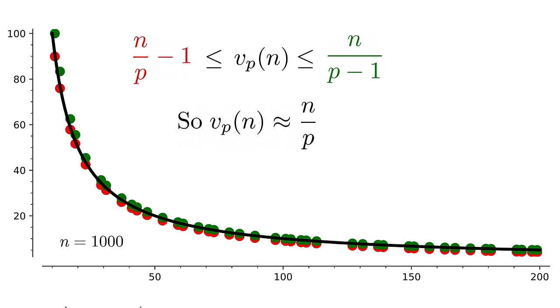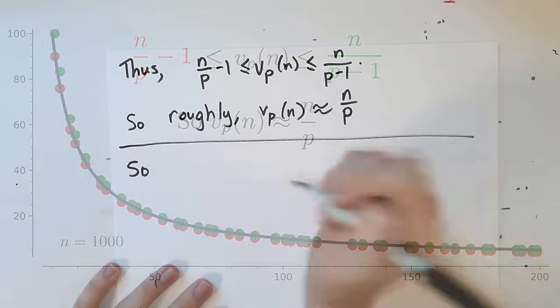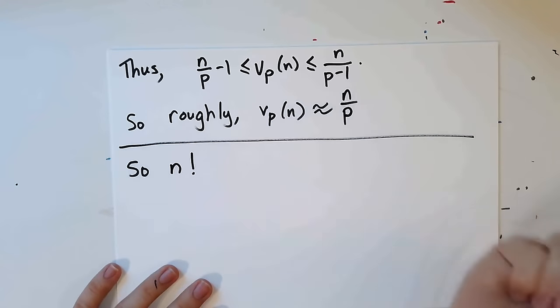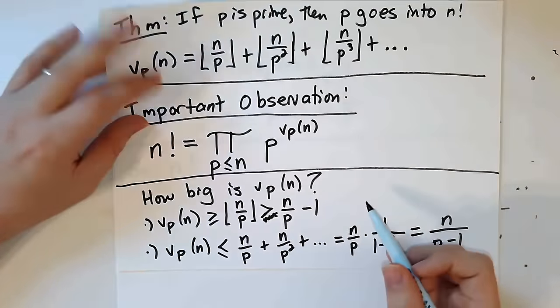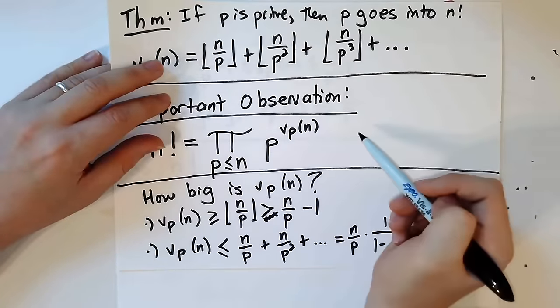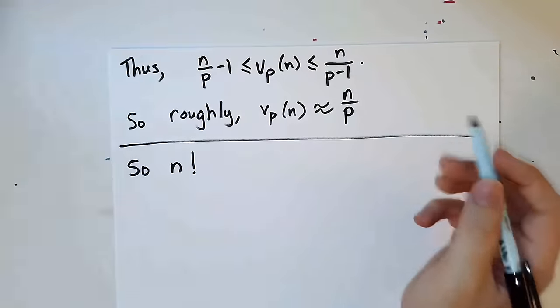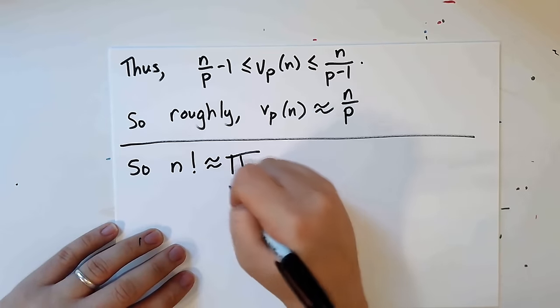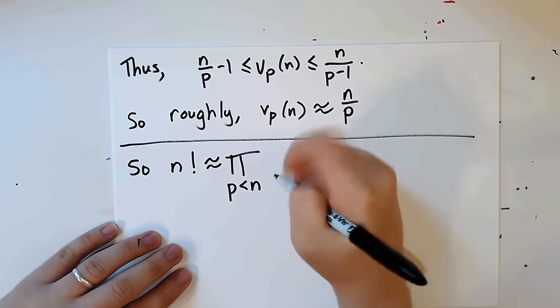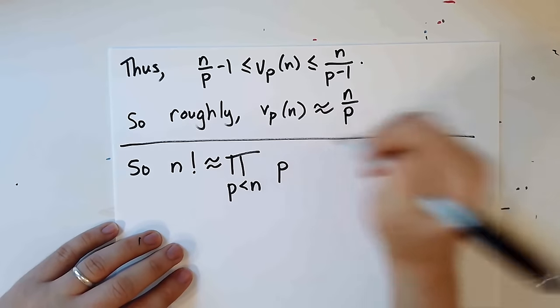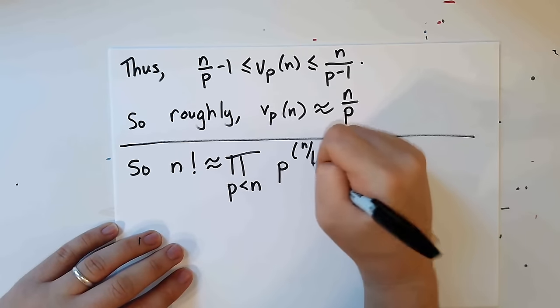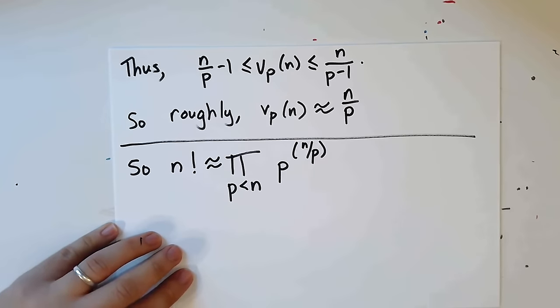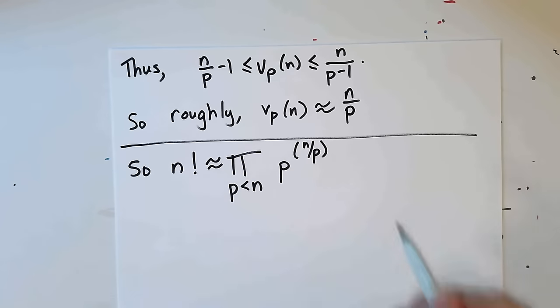So what does that mean? Well, that means n factorial, which we said is just the product of p to the v_p(n), is not so far off from being the product across primes less than n of p to the n over p power. Again, this isn't exactly right, but it's not so far off.